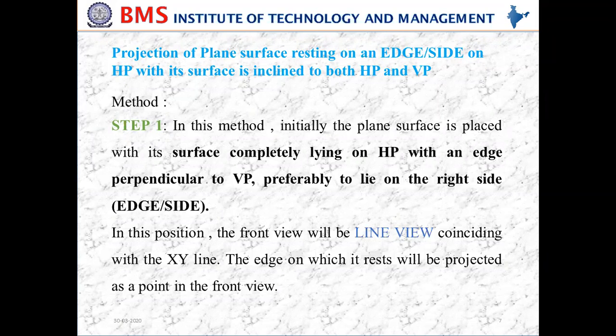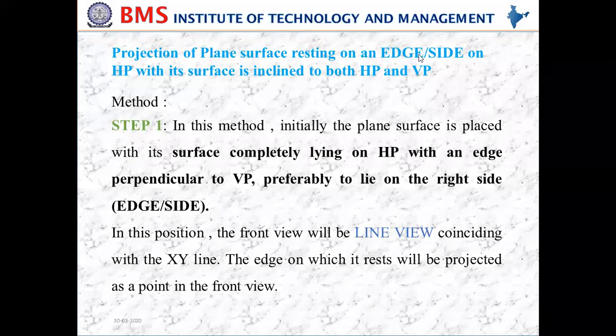So in this method, as I told you, as it is inclined to both HP and VP, directly I cannot draw. So first I need to keep it parallel to any one of the planes. How to decide to which plane I have to keep it parallel? Based on the resting on condition and the lamina inclination. As the lamina is inclined to both HP and VP, I have to depend on the resting on condition.